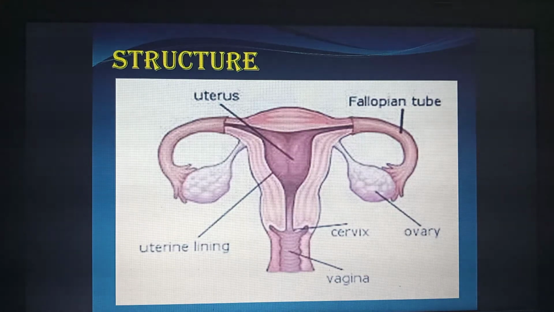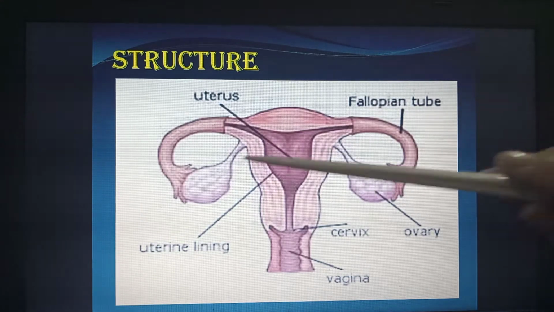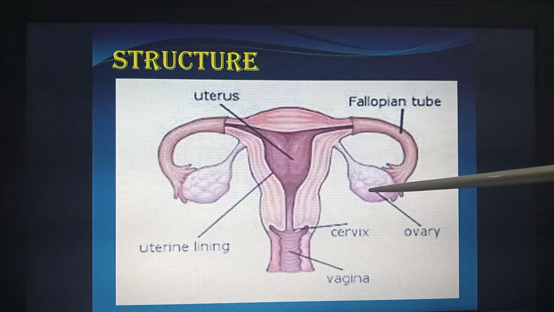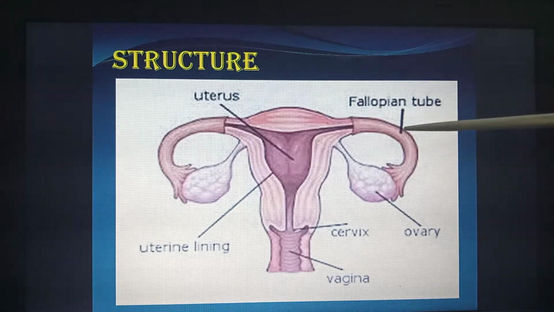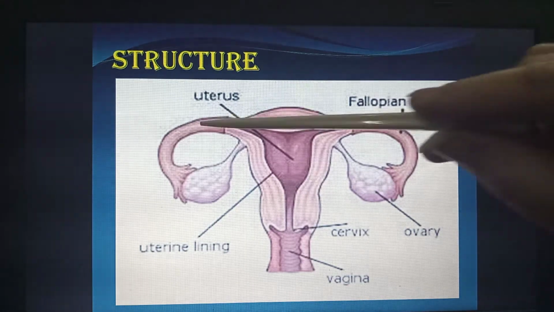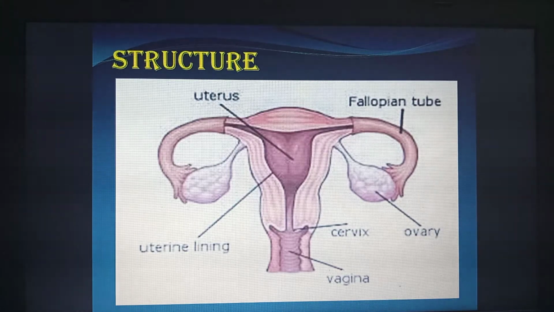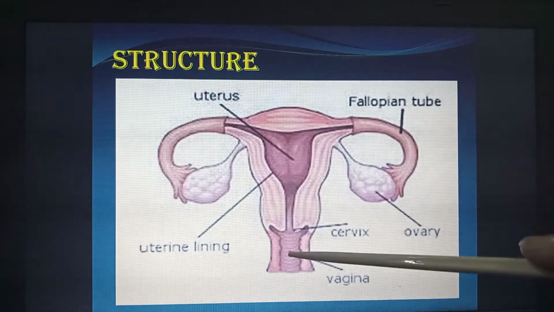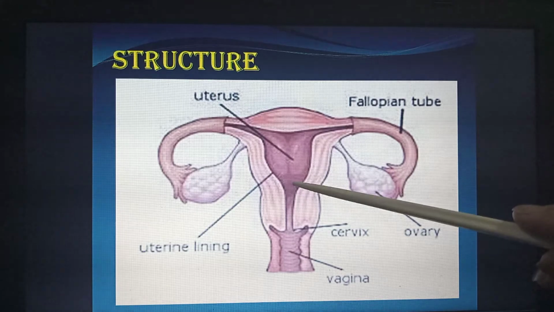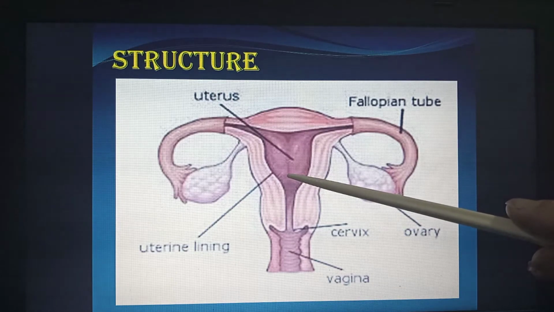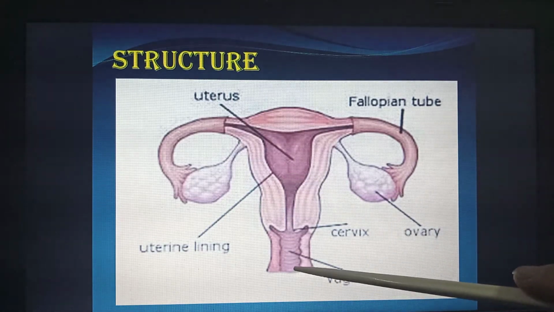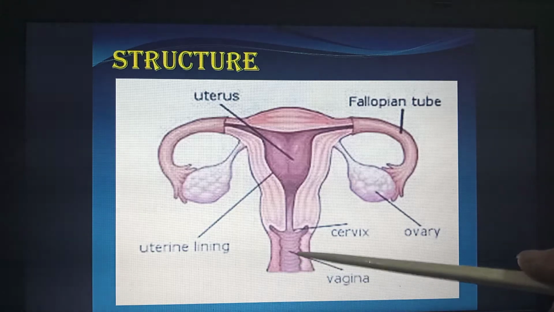Here we have the structure of reproductive system. Female reproductive system consists of gametes, a pair of ovaries. You can see here the pair of ovaries. Oviducts, these are the oviducts. Uterus, this is uterus, and vagina, the opening towards the outside.